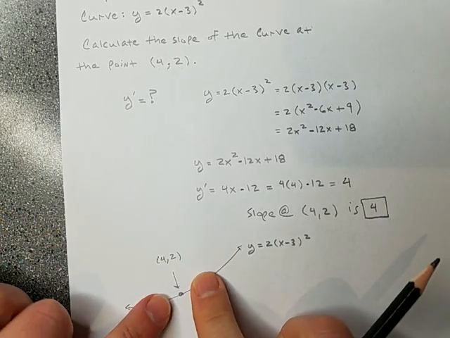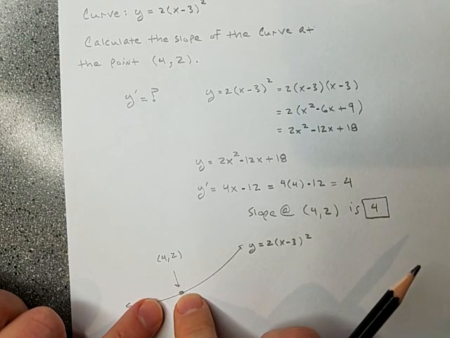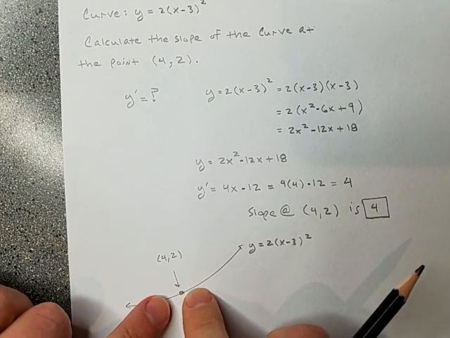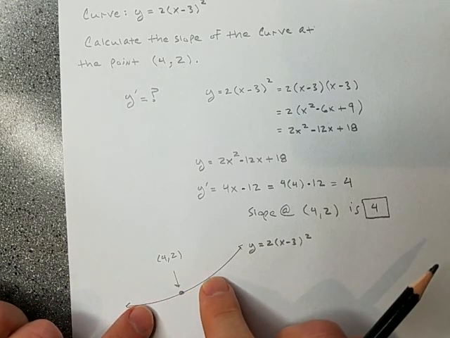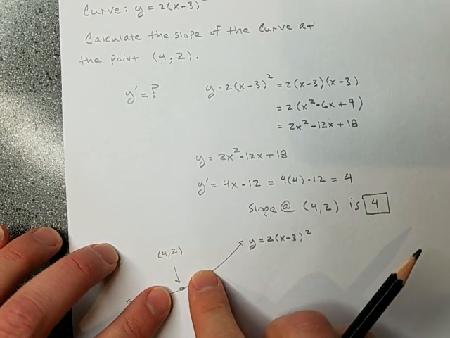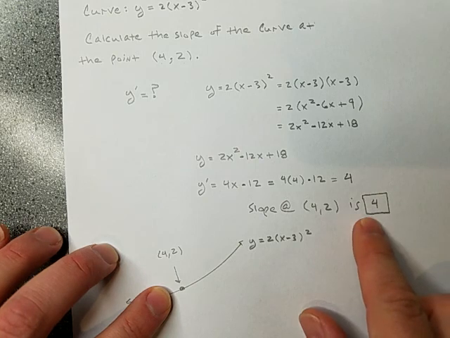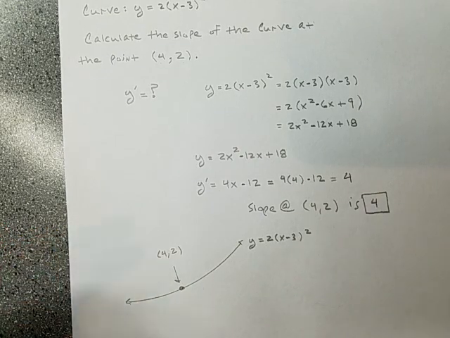Like that little piece, if you could look so closely at this curve at that point that it no longer appeared curved and started to look straight, which would happen if you looked at it on a small enough scale, that little piece right there is a line that has a slope of 4. So how could we verify that?